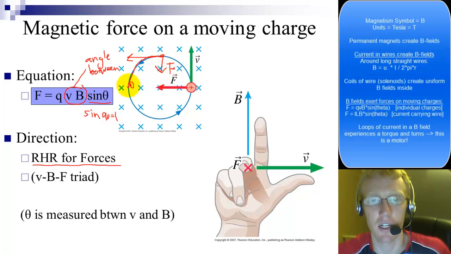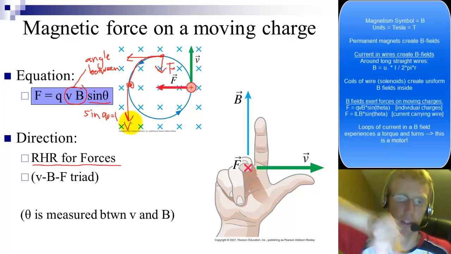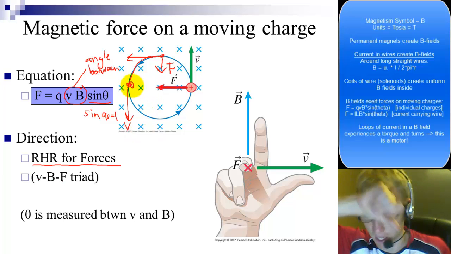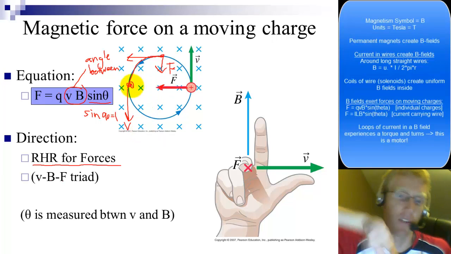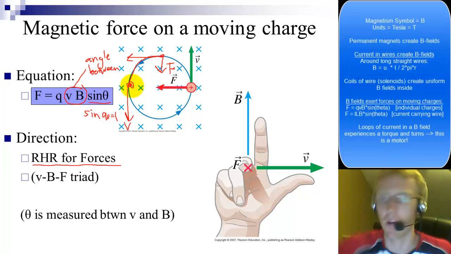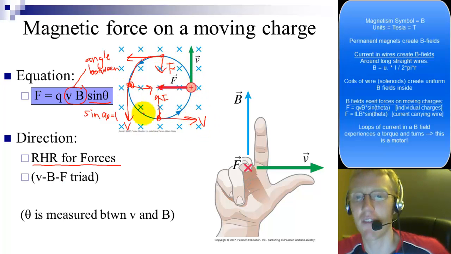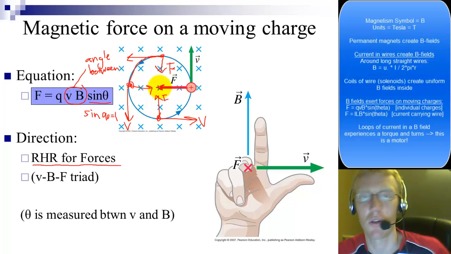So when it gets to here, its velocity is this way. So velocity this way, magnetic field into the page, force is this way. Velocity down, magnetic field into the page, force to the right. And likewise here, if it's moving velocity this way, force is this way. So you can see that at every moment, the force is pointing inward towards the center of the circle.